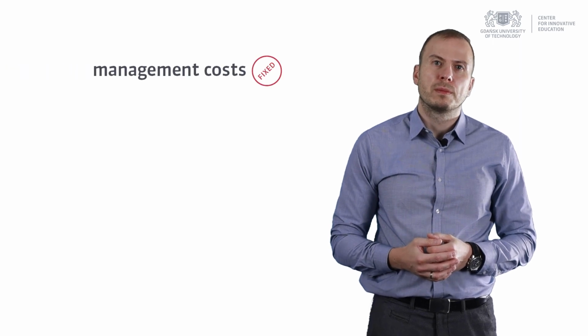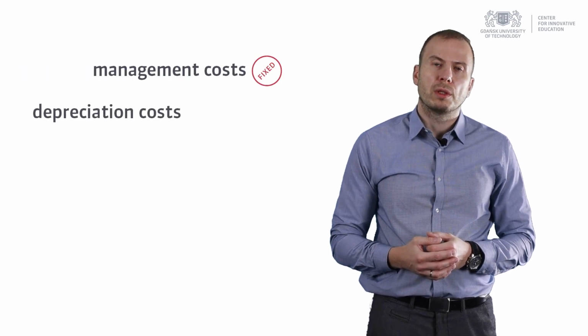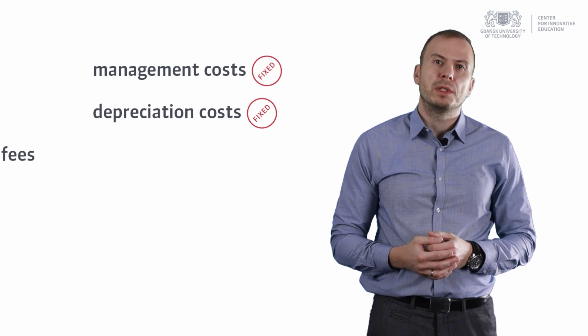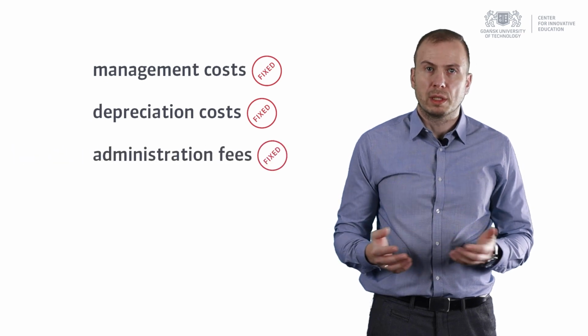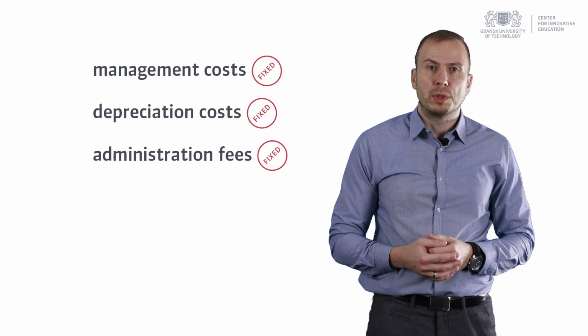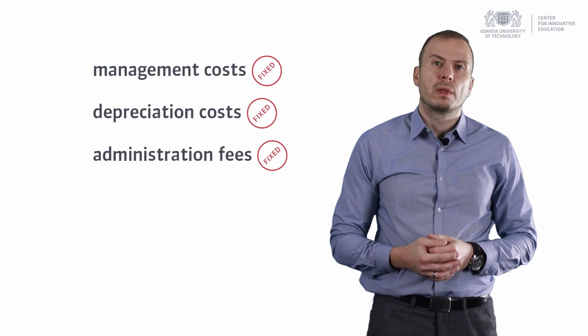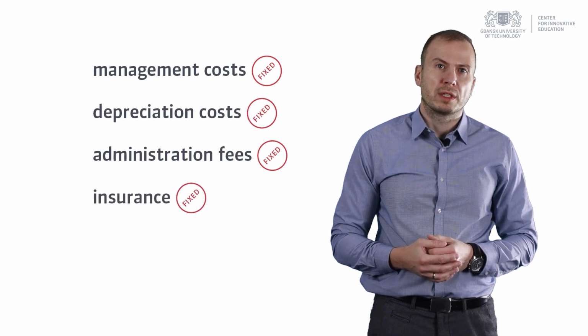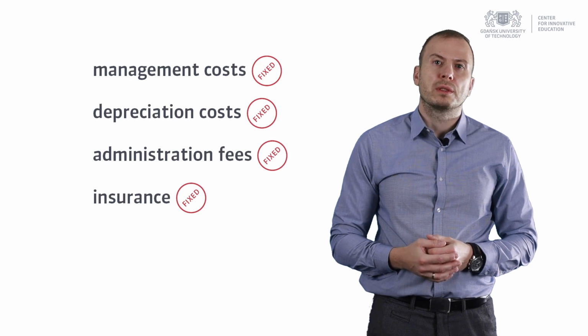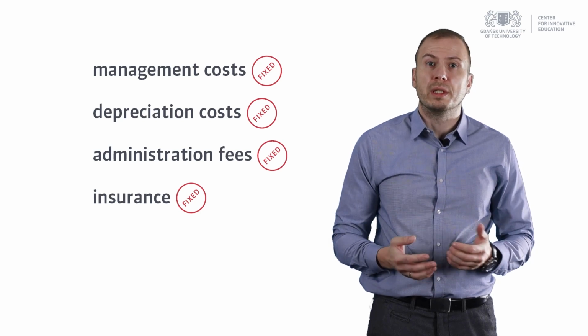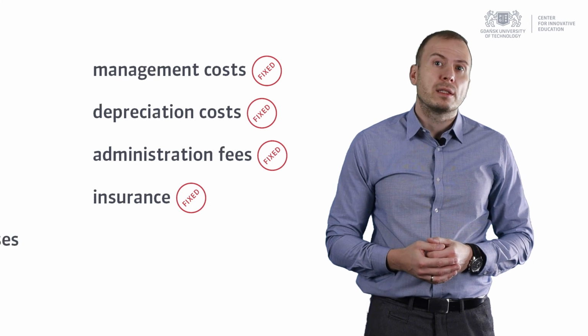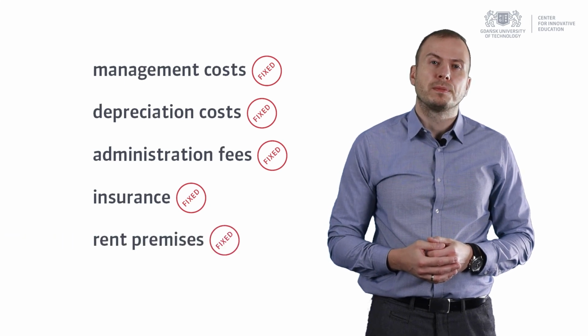Examples of fixed costs include management costs, depreciation costs, administration fees, because the administration does not produce anything, insurance, for example, machine insurance, vehicle insurance or building insurance, and rent of premises.